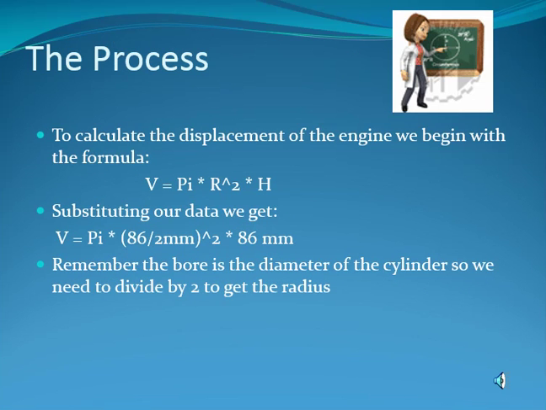So, to calculate the displacement, we begin with the formula volume equals pi times the radius squared times the height. When we substitute our data, we get pi times (86 divided by 2) squared times 86 millimeters. Remember, we have to use the radius of the cylinder. The bore is given as the diameter.